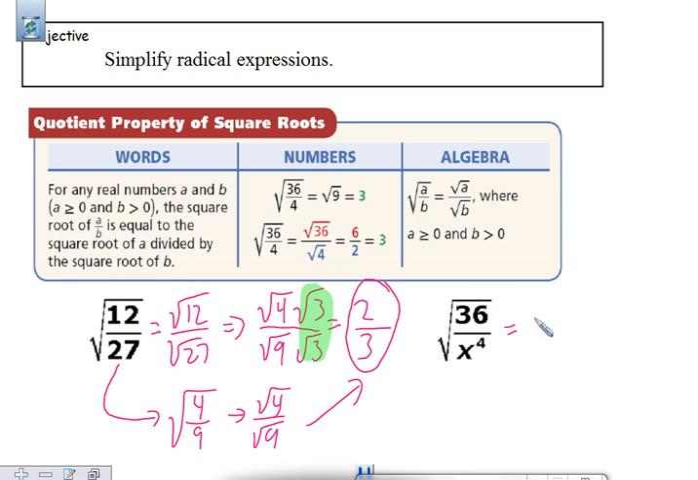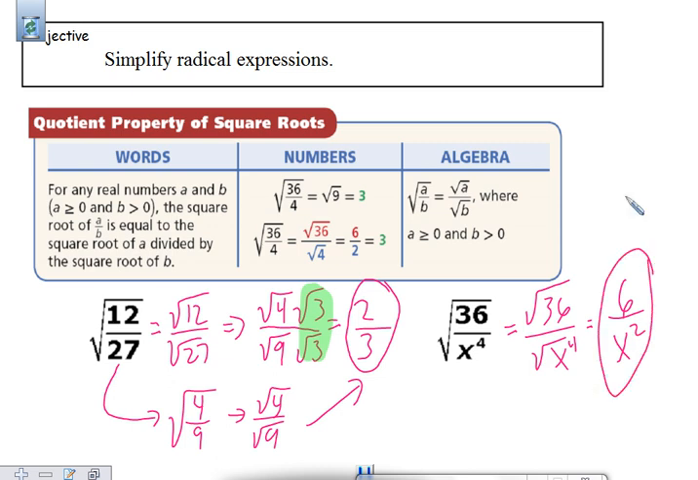What about this one here? That's the square root of 36 divided by the square root of x to the 4th. The square root of 36 is 6. The square root of x to the 4th is x squared. We don't go any further. We're done with the problem. All right, last slide coming up.